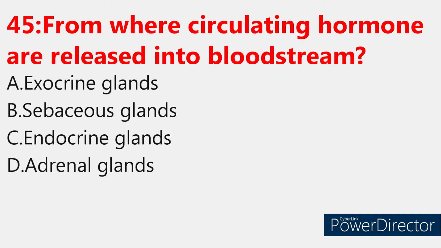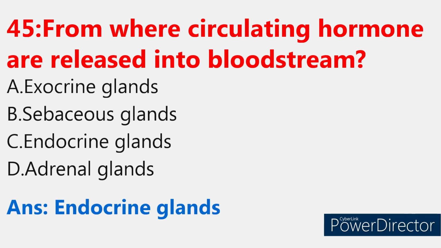Next question. From where are circulating hormones released into the bloodstream? Option A exocrine glands, option B sebaceous gland, option C endocrine gland, option D adrenal glands. Correct answer is option C endocrine glands. Next question.